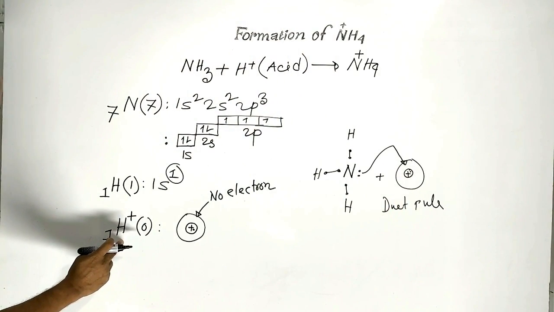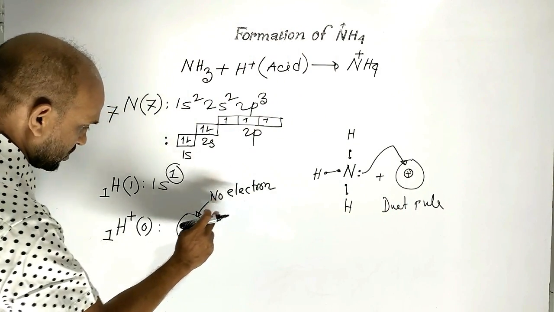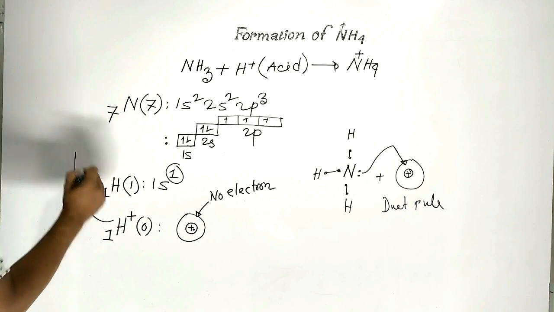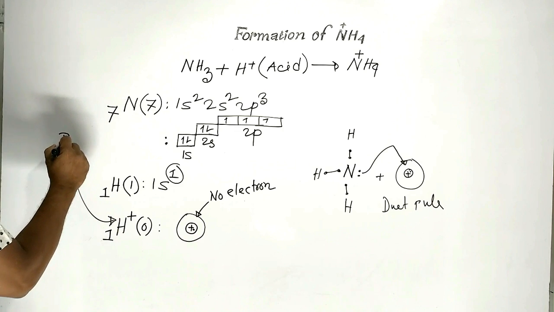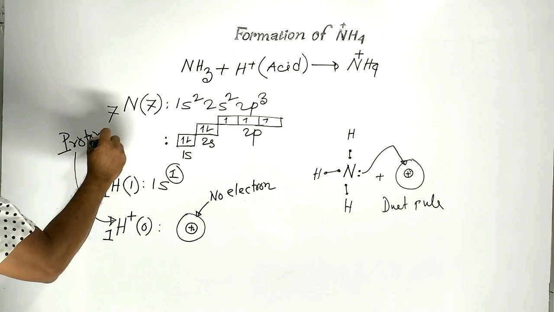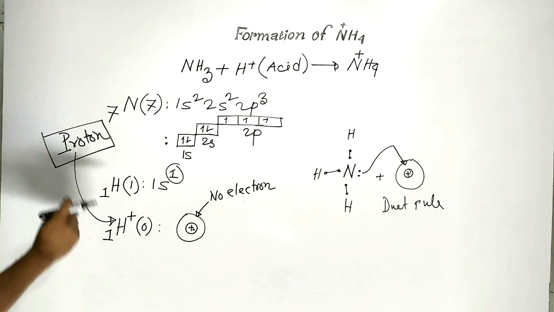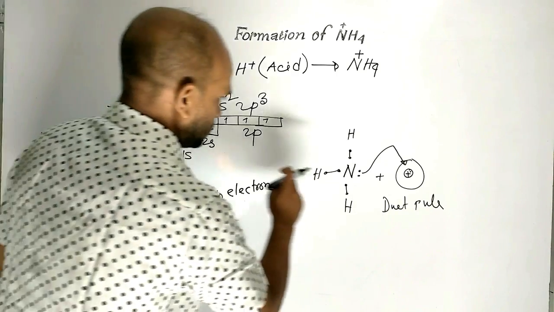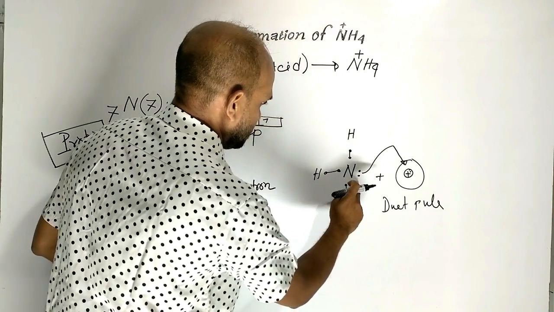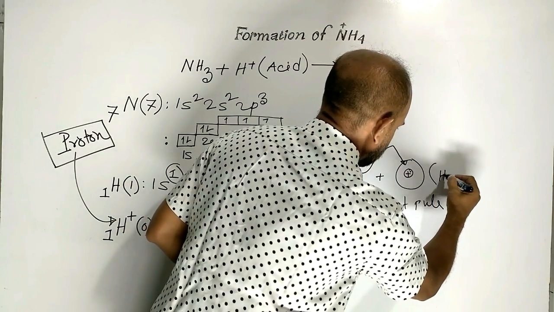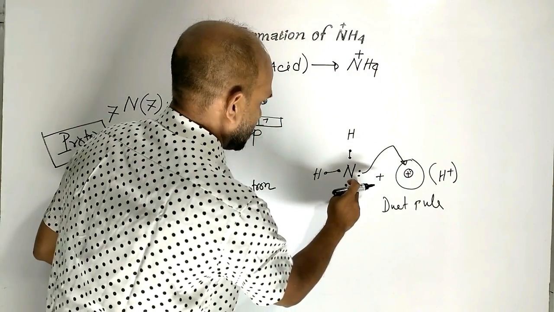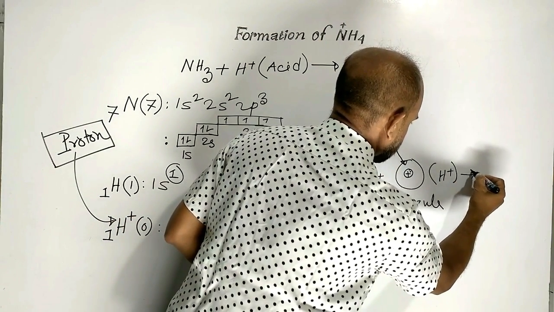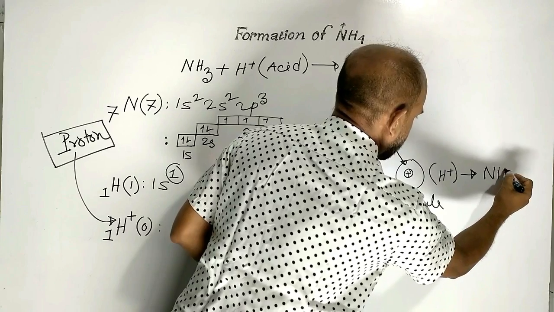This is hydrogen ion with no electron. It contains only 1 proton. So this is also known as proton. Hydrogen ion is also called proton. Now here nitrogen donated its 1 pair of electrons to proton, and as a result ammonium ion is formed.